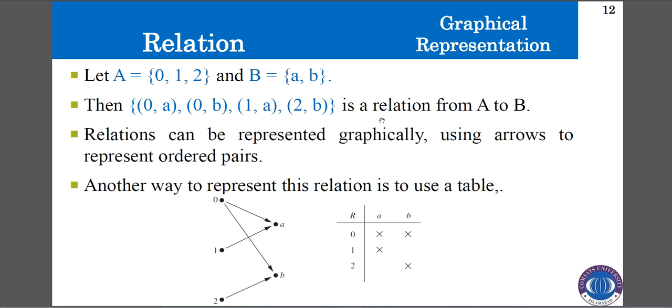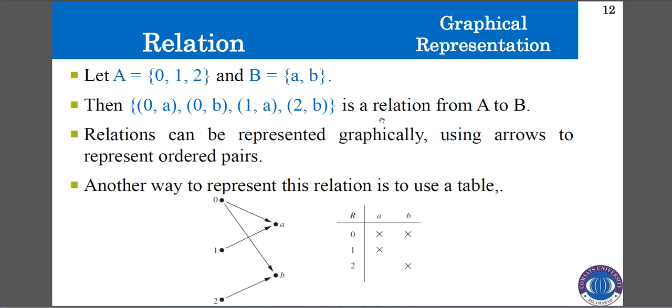The graphical representation of relations: let set A be equal to {0, 1, 2} and set B be equal to {a, b}. Then the relation {(0, a), (0, b), (1, a), (2, b)} is a relation from A to B. The relation can be represented graphically using arrows to represent ordered pairs. First we draw points of the set A and then points of the set B. Then we connect the point of set A to the corresponding point of set B if that pair exists in the relation.